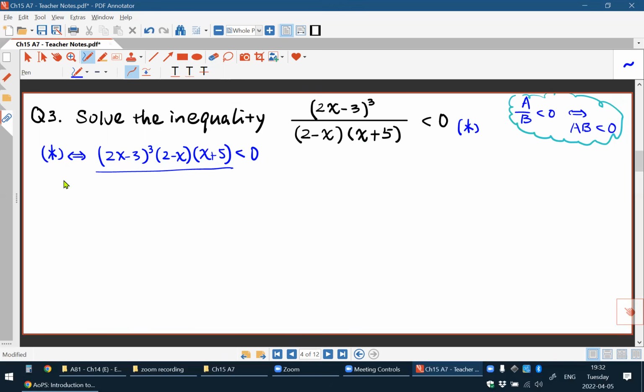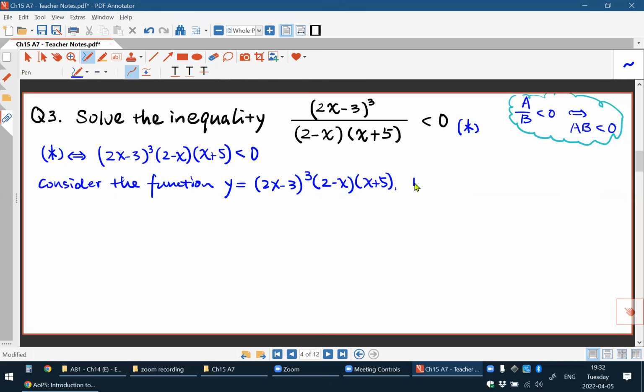Usually we'll consider the function on the left, right? Because the left side is just a polynomial function, simply a product of several binomials, we can consider the function on the left. Y equals (2x minus 3) cubed, then times (2 minus x), then (x plus 5), right? First of all, let's find its degree. Degree is the highest order of x, which is 1, 2, 3, 4, 5. And the leading coefficient is 2 cubed times minus 1, then times 1, which is less than 0, right?